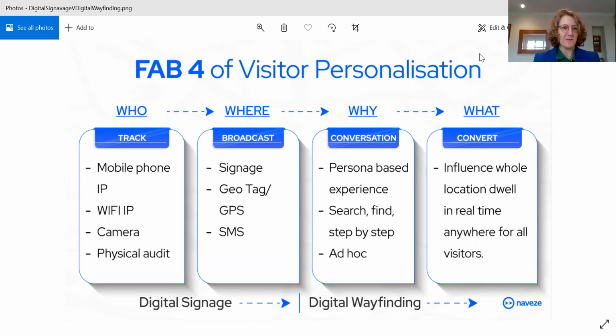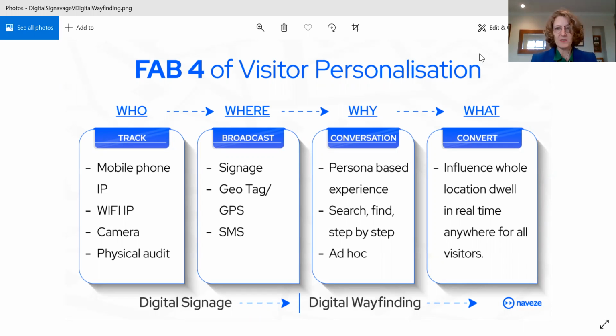So if we go back to the first one, who, and the tools you have available to track a visitor, there are a couple of ways of doing it. You can buy mobile phone location data from people like Google or from mobile phone providers. You can also build your own Wi-Fi network, just like you can access at an airport at the moment, and that too collects a visitor's IP address and enables you to have an ongoing conversation with them.